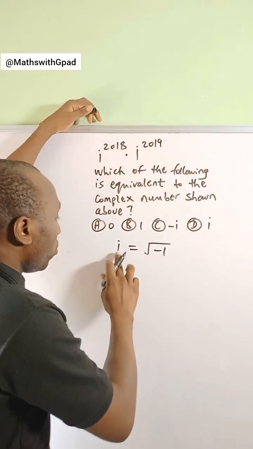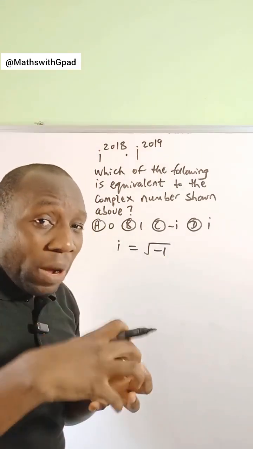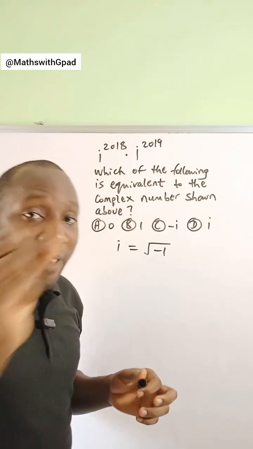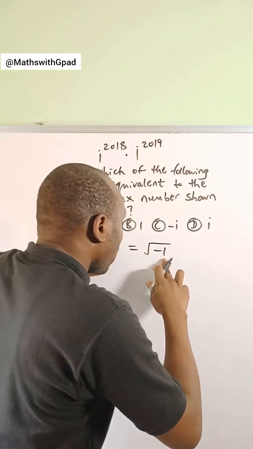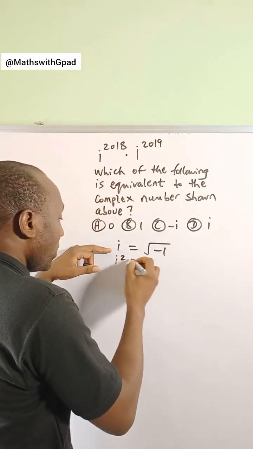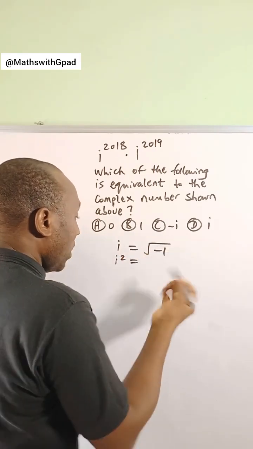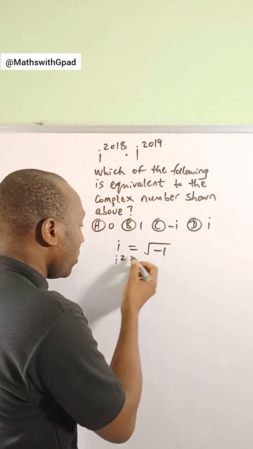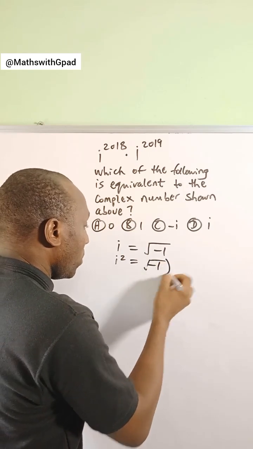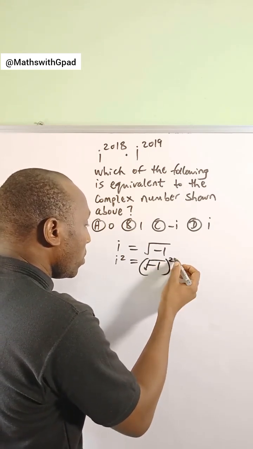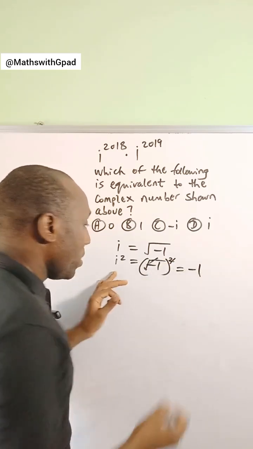So let's get started. I already told you that i is equal to the square root of negative 1. Now you must know this, that the powers of i cycle every 4 steps. What does that mean? i is equal to the square root of negative 1. i squared is equal to what? If you square this, i raised by 2, you also have to square the square root. We get rid of the square, giving you minus 1. This is i squared.